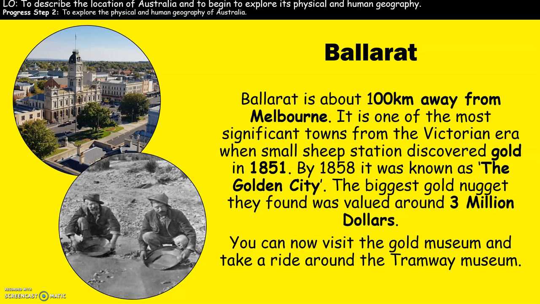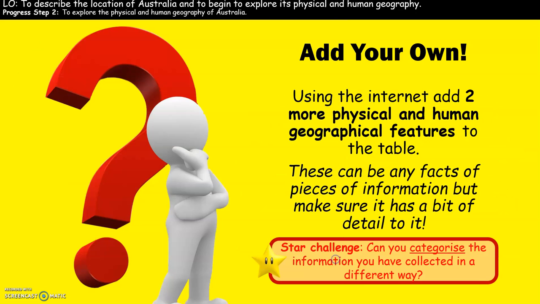Ballarat is our next one. Ballarat is about 100 kilometres away from Melbourne, and it is one of the most significant towns from the Victorian era. It was a small sheep station, and it discovered gold in 1851. By 1858, it was known as the Golden City. The biggest gold nugget that they found in the area was valued to be around $3 million. Now you can go and visit the Gold Museum, and you can take a ride around the Tramway Museum.